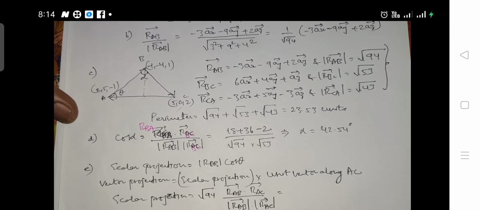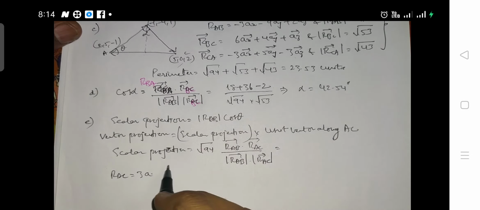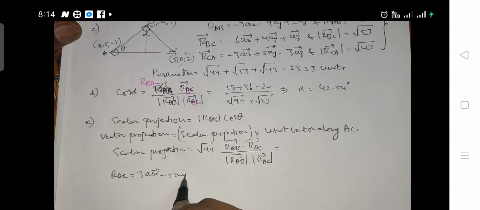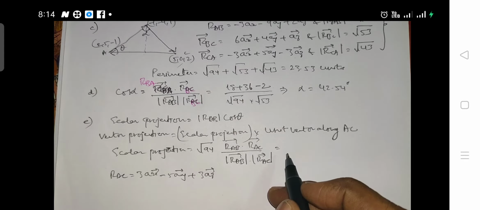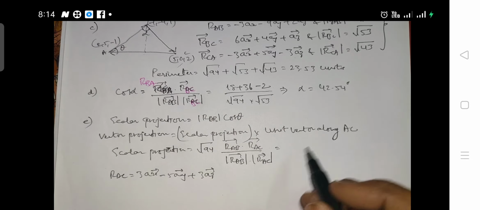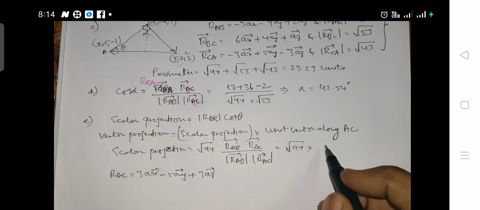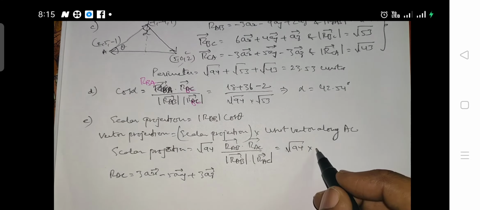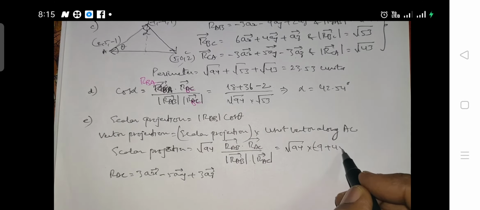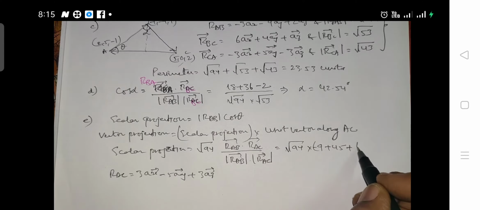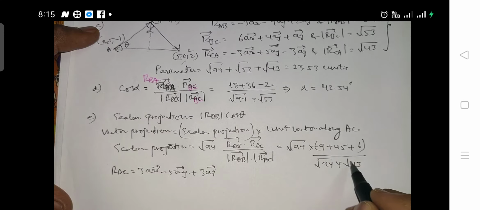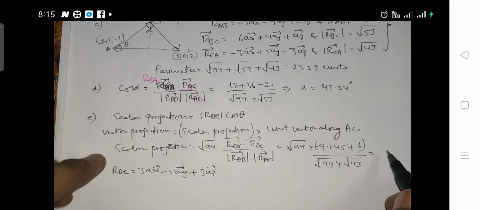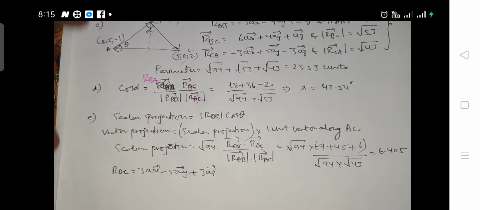RAC is equal to, multiplying with the negative sign, 3AX bar minus 5AY bar plus 3AZ bar, and considering the dot product of these, we are going to get minus square root of 94 multiplied by, minus 3 into first, plus 3 minus 9 plus 45 and plus 6, whole divided by the magnitudes, root of 94 multiplied by root of 43, and this gives rise to a value of 6.405. So 6.405 is the scalar projection.